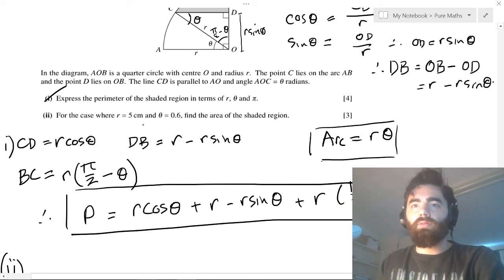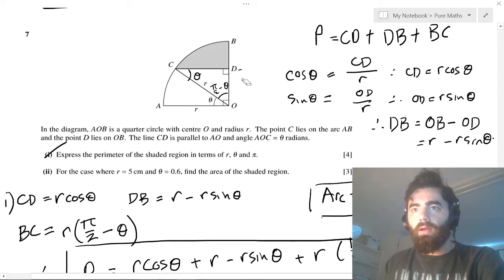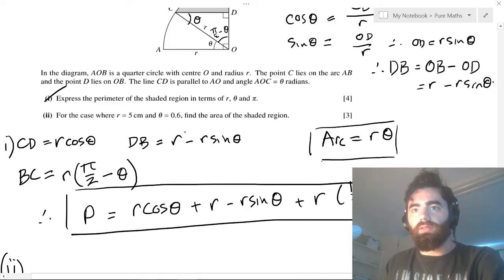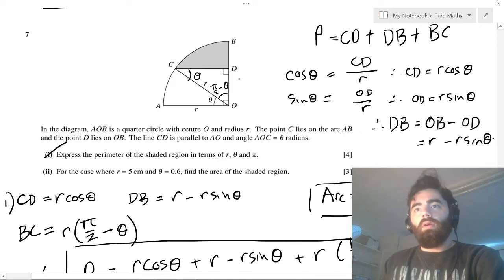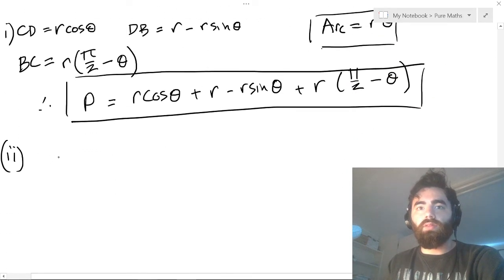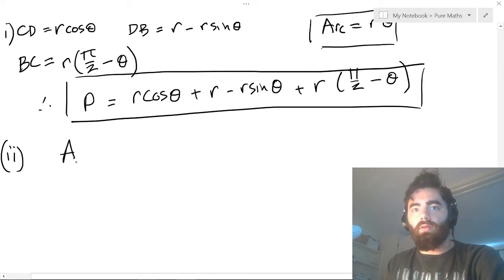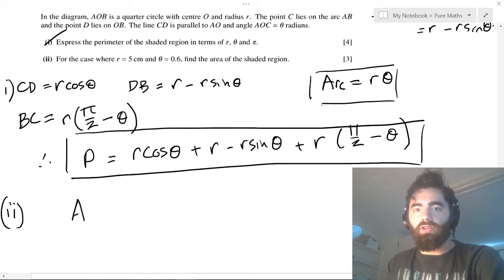Part II. For the case where R equals 5 centimeters and the angle is 0.6, find the area of the shaded region. Okay, well, the area of the shaded region is just the area of OCB. This, what do they call it again? Sector. So let's write it like this: the area of the shaded region is equal to the area of OCB.